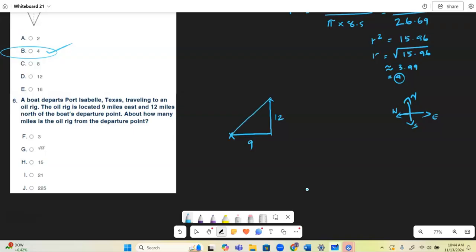Okay, so use the Pythagorean theorem. To find this distance, x can be written as x is equal to the square root of 12 square plus 9 square. That is the square root of 144 plus 81, which is the square root of 225. That is 15. So the distance is 15. We can look for an option 15. Yeah, we have an option 15. So that is the right answer.